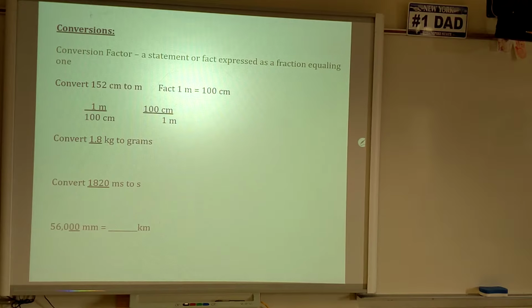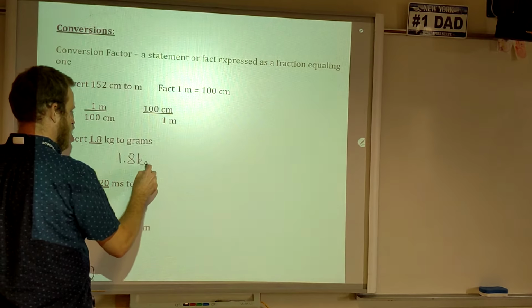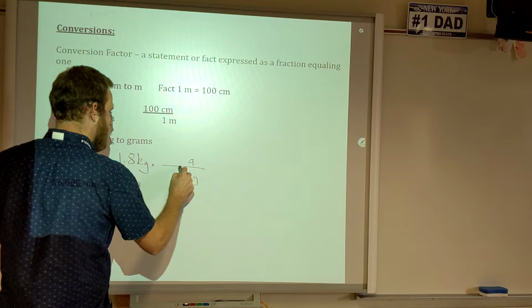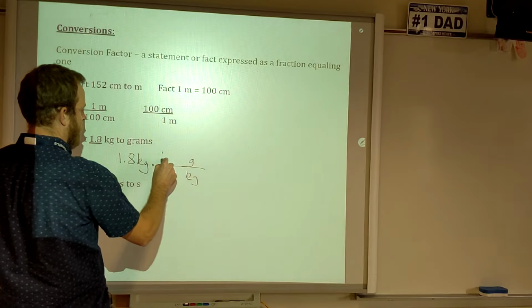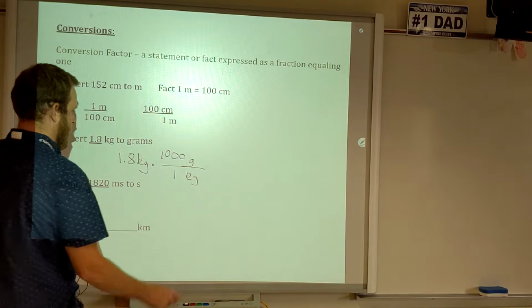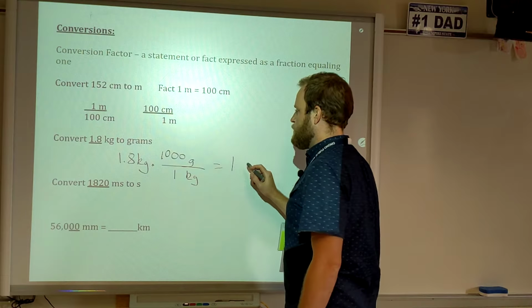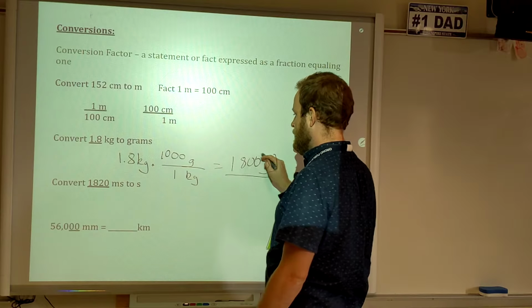Convert 1.8 kilograms to grams. Start with the number in the problem, 1.8 kg. Kg to grams. I can do this. If you look back in your notes packet, you'll see that there's 1,000 grams in a kilogram. Since my unit, that's all it wants. You just multiply it by 1,000, and it's 1,800 grams.